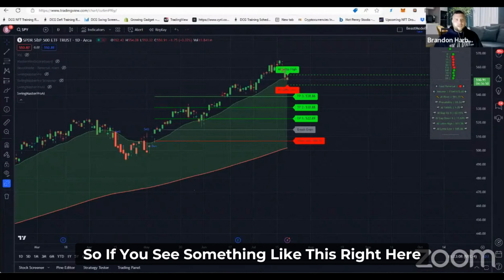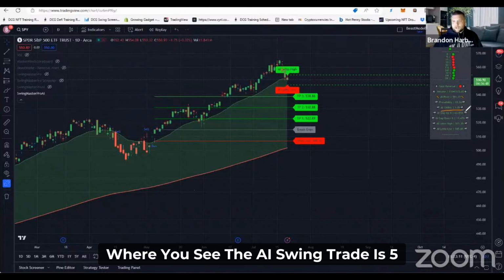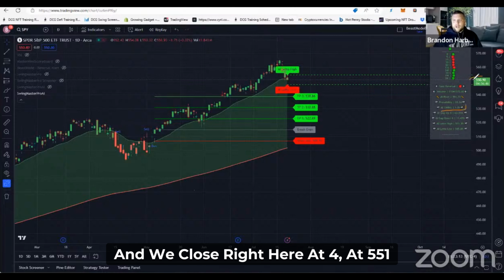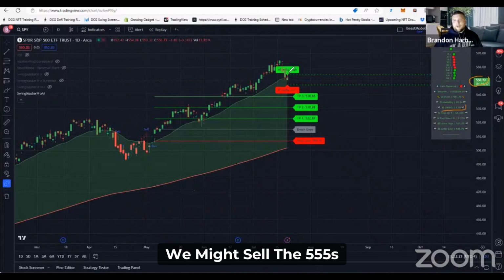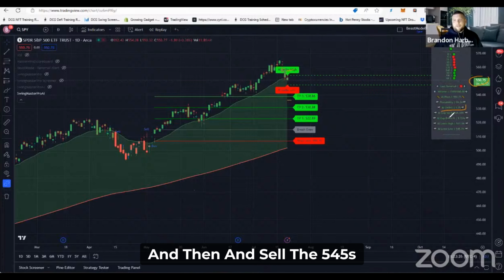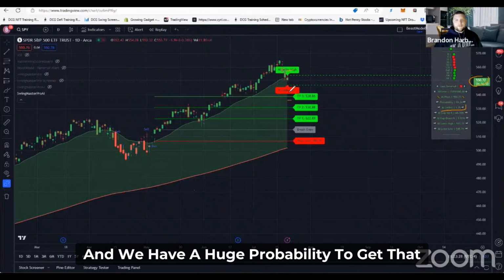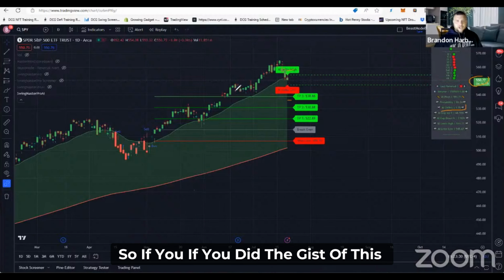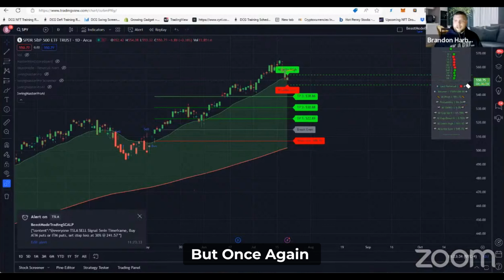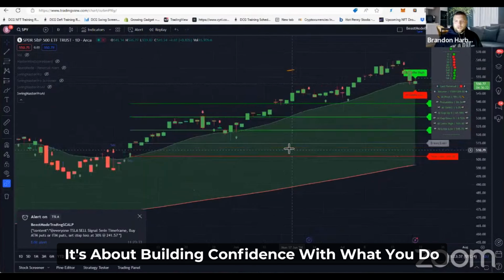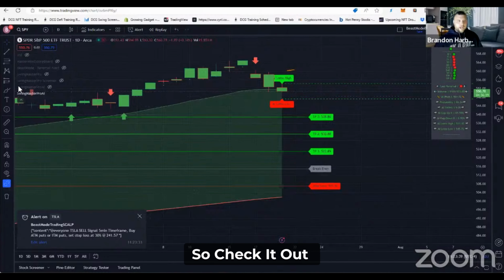So if you see something like this right here, where the AI swing trade is 5, and we close right here at 551, we might sell the 556. Say we want to do an iron condor. We might sell the 555s and sell the 545s, and we'd have a huge probability to get that. So if you did the gist of this, check it out. Right now, I'm just going to give you a ballpark figure because you do lose, but once again, it's about building confidence with what you do. Right? So check it out.